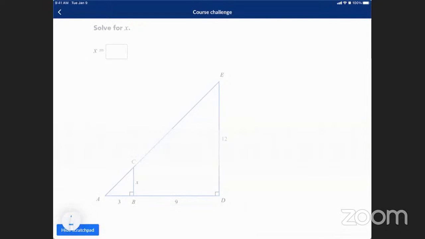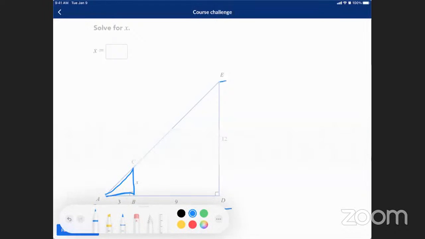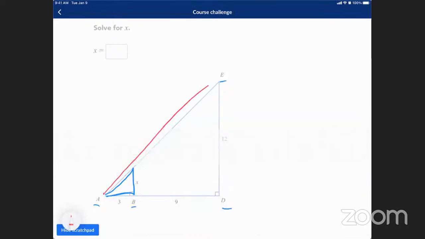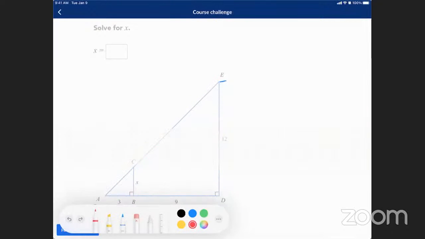We have here A, E, D, B. It looks like we have 2 triangles here. This is a right triangle, and then this whole thing would be another triangle. Sorry about that. So we're going to solve for x.